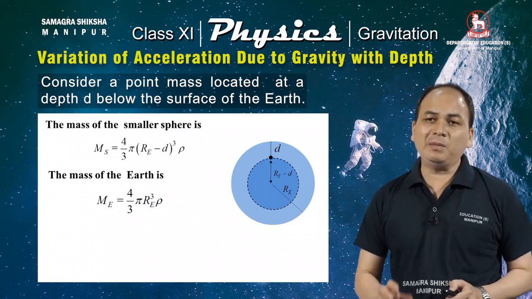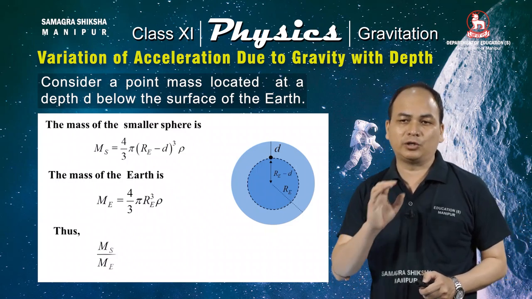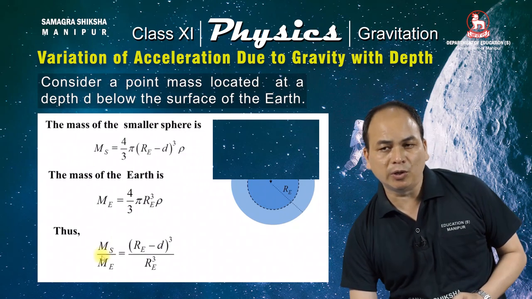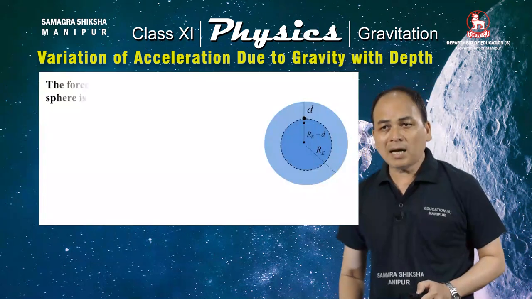Now, we have Ms and Me here. If you take the ratio, you will find this relation.